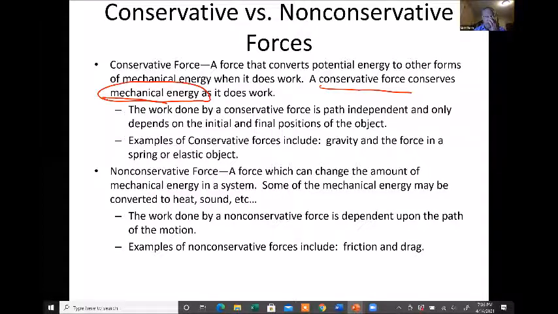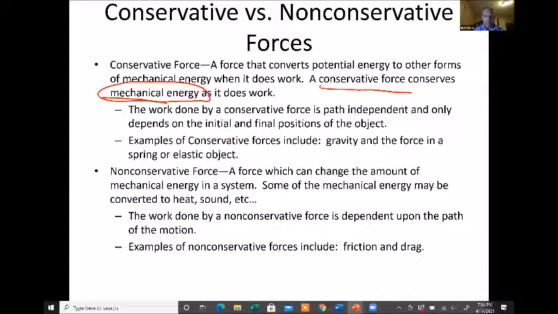Non-conservative forces, on the other hand, change the amount of mechanical energy in a system as they're applied. Most of the time, some of that energy is dissipated out and converted into either heat or sound or something like that, maybe even light, depending on what's going on. The work done by these non-conservative forces is dependent on the path the object takes.